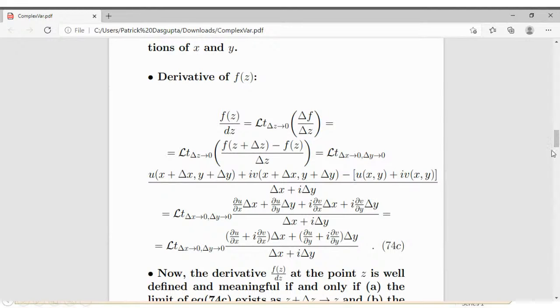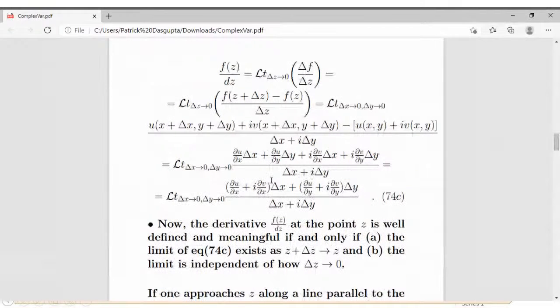Then combining the coefficients of delta x and delta y, we can therefore write df(z) by dz as limit delta x tending to 0, delta y tending to 0, of del u by del x plus i del v by del x into delta x plus del u by del y plus iota del v by del y into delta y, the whole thing divided by delta x plus iota delta y.